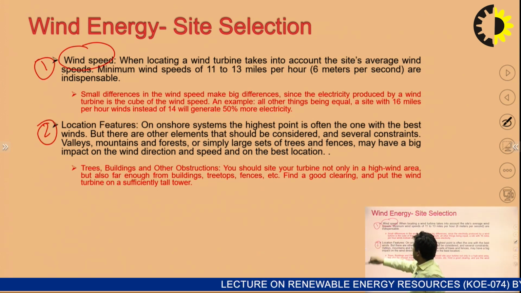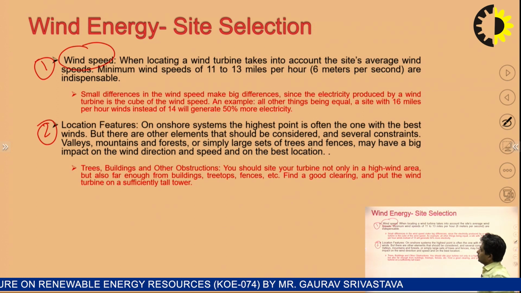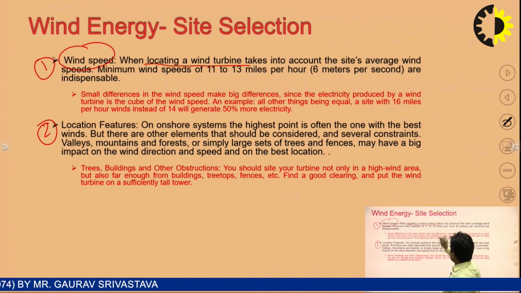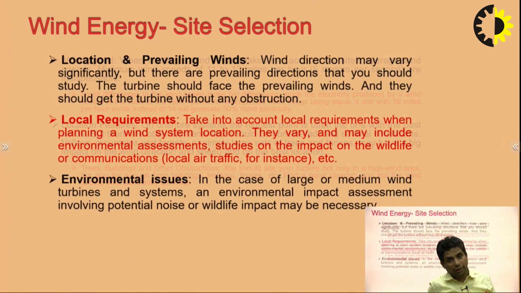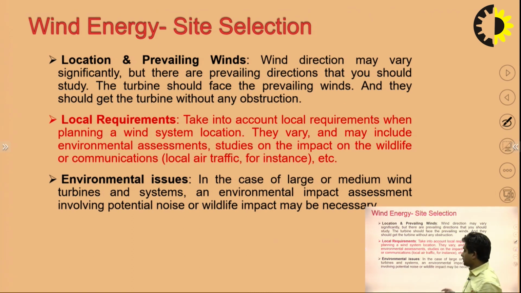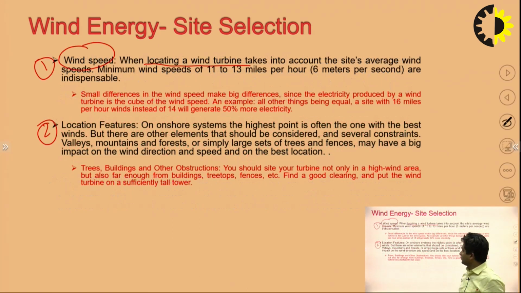Second, locations. So like when locating a wind turbine, take into account the site's average wind speed; minimum we have to find is 11 to 13 miles per hour, you can say 6 meters per second, which is needed for better energy production through the windmills. So it is a very high range of wind requirement. So that's why wind speed is a major important factor for the installation, or you can say for site selection.